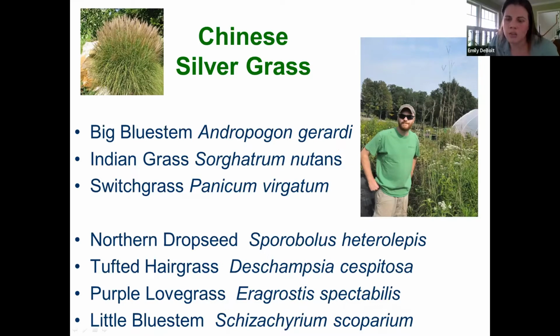Chinese silvergrass, miscanthus, is another very popular invasive ornamental grass. And again, we have so many native grasses that are great alternatives. This one in the photo here is a little thin. It was still growing in a pot, but if you can see at the very top, that's big bluestem.